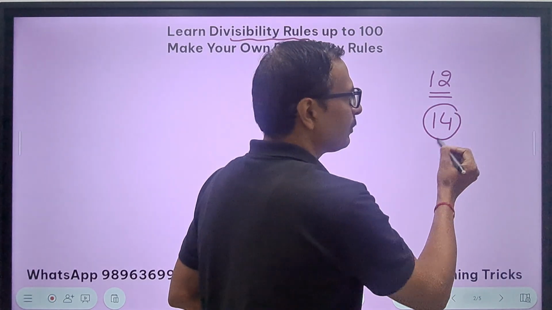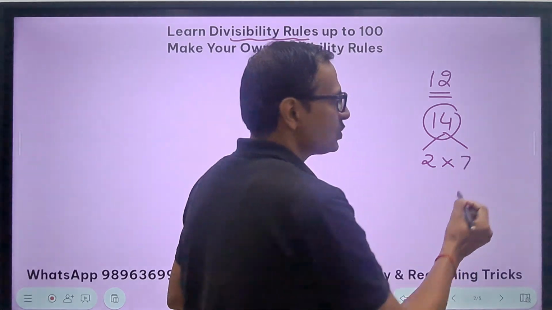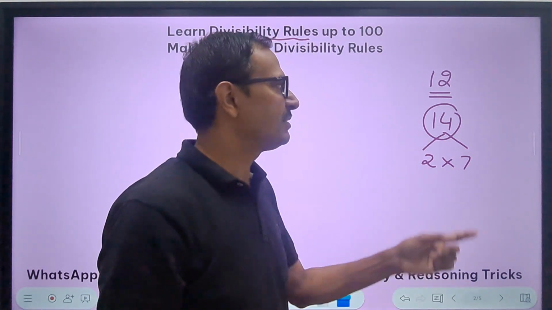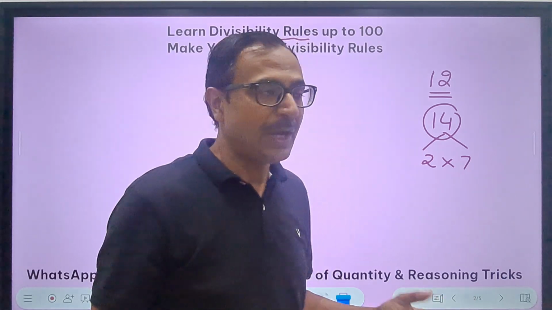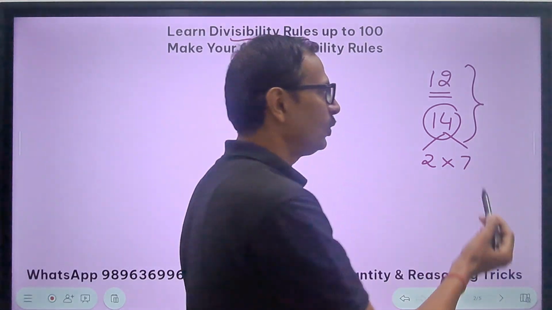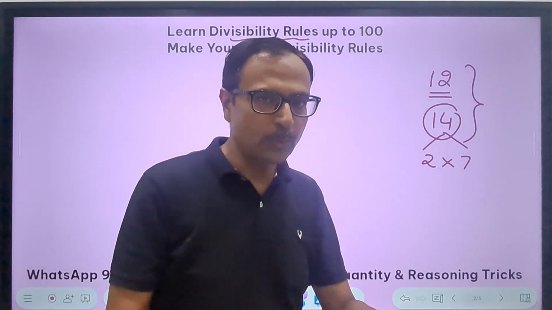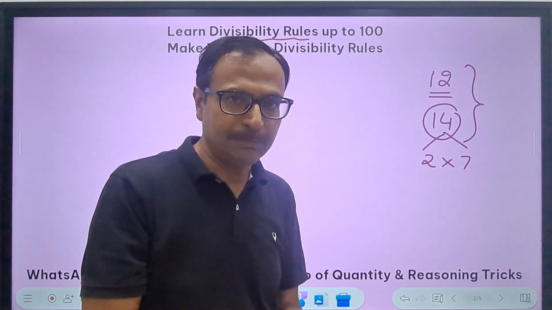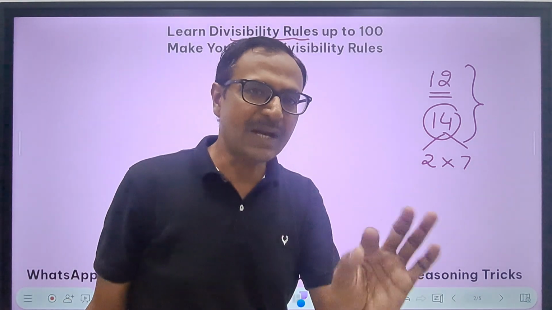So 14 can be broken down as 2 into 7, right? So if a number is divisible by 2 and by 7 both, then it is divisible by 14 also. And that is why the divisibility rules of even numbers are not to be studied. We will be studying odd numbers which are prime, right? So we will start with 7.